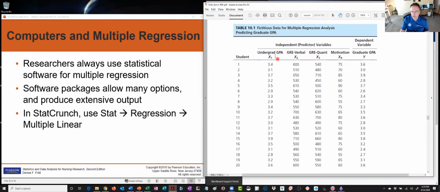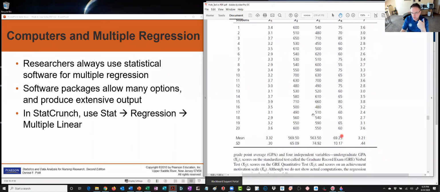We've got an undergraduate GPA, their GRE verbal, right? The graduate record exam that most universities have you take to get into graduate school. There's a verbal component of that exam, a quantitative component of that exam, and then there's something called a motivation score that whoever took this data recorded. So there's 4 predictors for one outcome score.